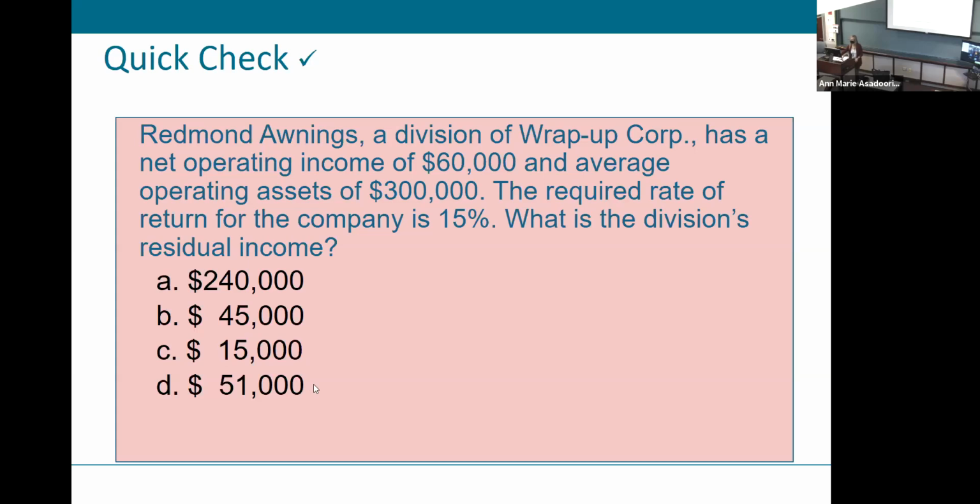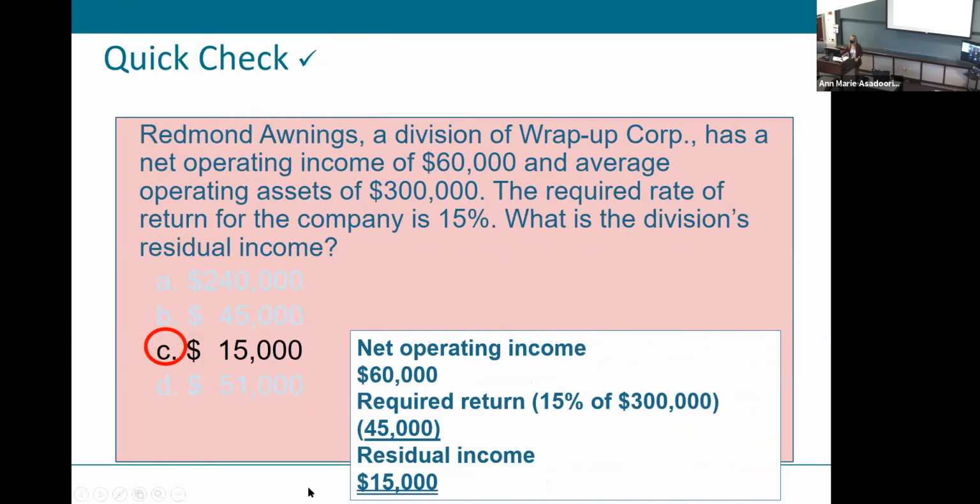Residual income. Okay, 83% of you had 15,000, which is the correct answer. So how do you get residual income? Your required rate of return is 15% and your assets are 300,000. You are required to bring in a net operating income of 45,000. Your net operating income is 60,000. So your residual income is positive and it is $15,000. Okay. Everybody good with the numbers?